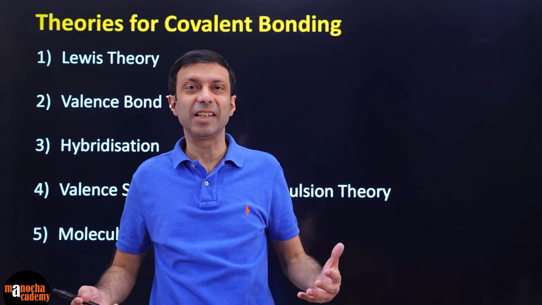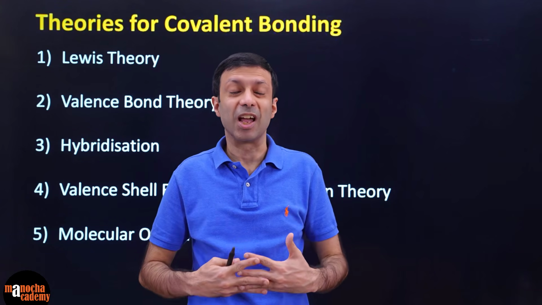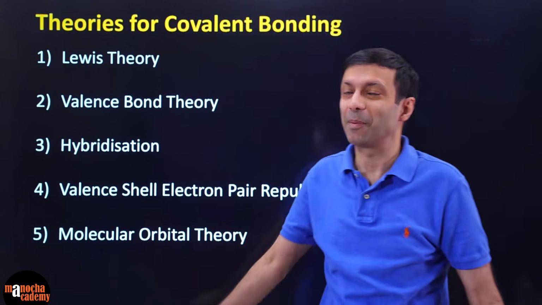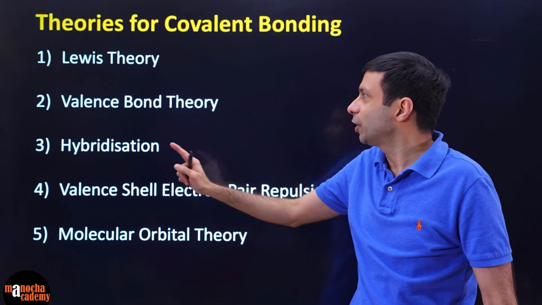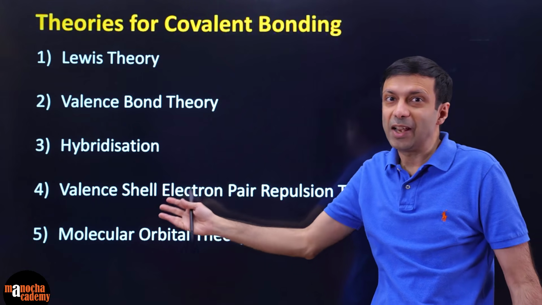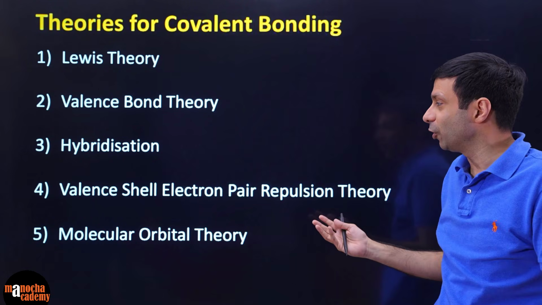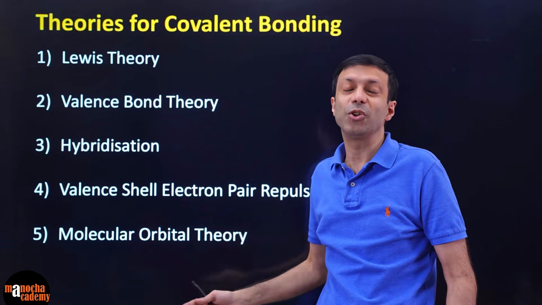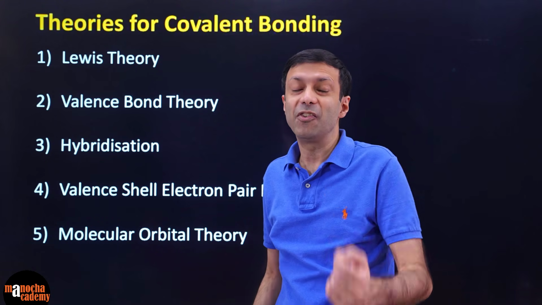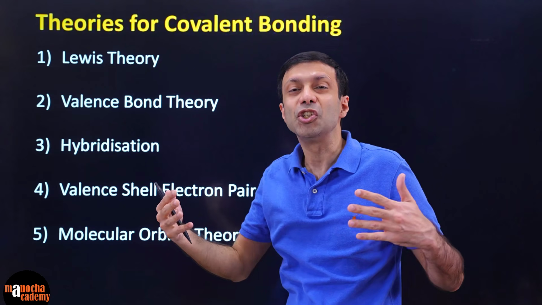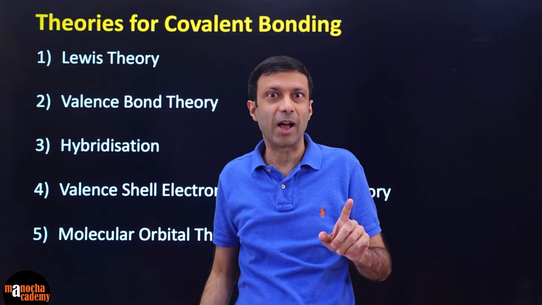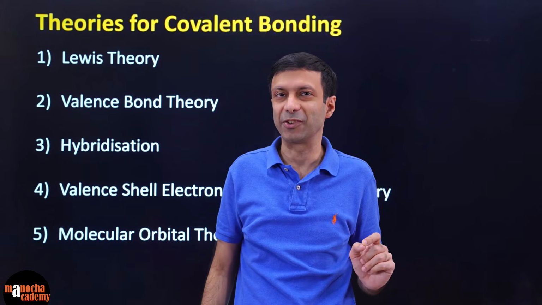There are many theories in chemistry for covalent bonding, and we're going to study all these theories in this chapter. There's the Lewis theory, which we did in the previous video, valence bond theory, hybridization, valence shell electron pair repulsion theory, and molecular orbital theory, and so on. Again, remember, these are all for covalent bonding, where there is a sharing of electrons, not for ionic bonding, where there is transfer of electrons.